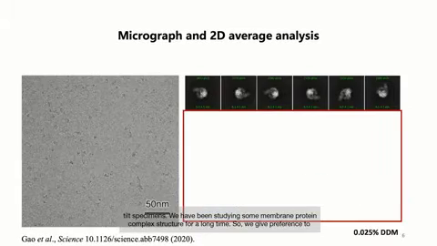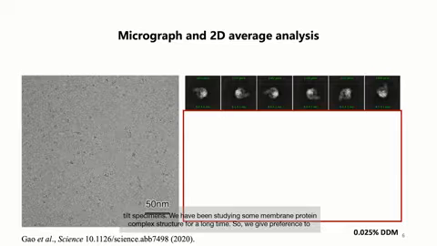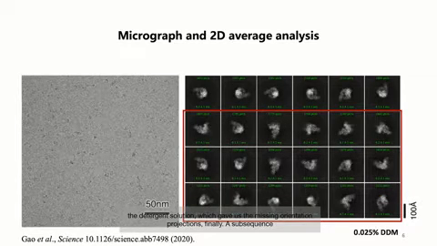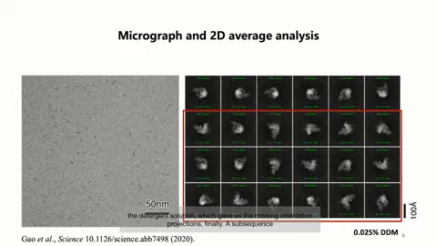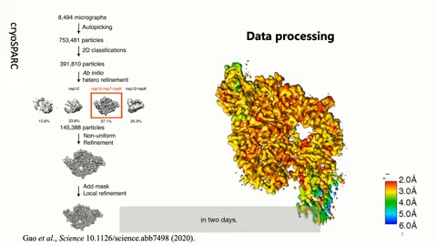We have been studying some membrane protein complex structures for a long time, so we give preference to detergent solution, which gave us the missing orientation projection finally. And the subsequent typical data processing, accelerated by cryoSPARC, resulted in a high-quality reconstruction of 2.9 angstrom in 2 days.